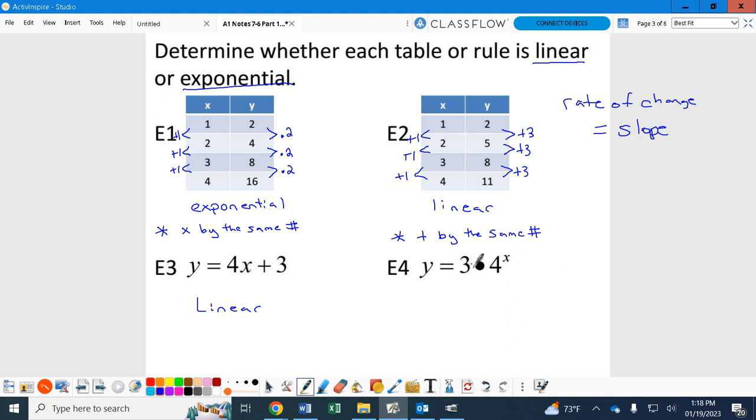This one would be what? Exponential. How can you tell it's exponential? It's a multiplication and what? And it has an exponent. Guys, it's multiplication and it has an exponent. Pretty straightforward. Questions, concerns, anything that you see that you need to ask about? Anything?